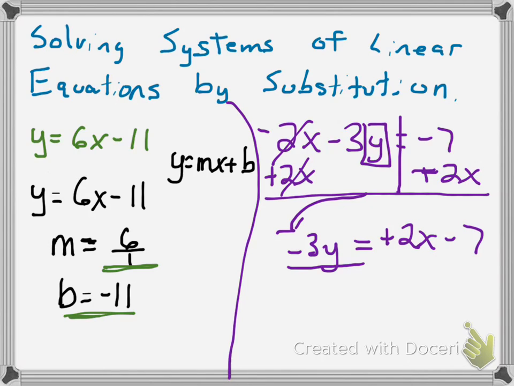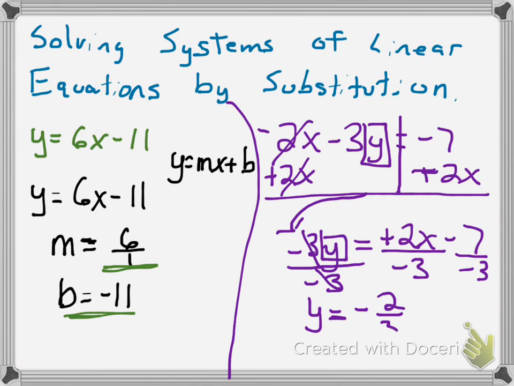Now let's divide. Do the opposite. Opposite of multiply is divide. Let's be fair to everything. Cancel out. y is by itself. Okay, look at your signs. Positive divided by negative is negative. Guys, 2/3 is a decimal, just leave it at 2/3. Negative over negative is positive, and I got 7 over 3.